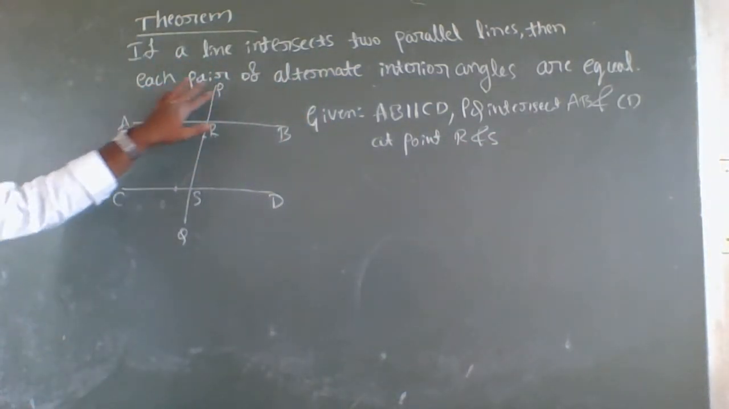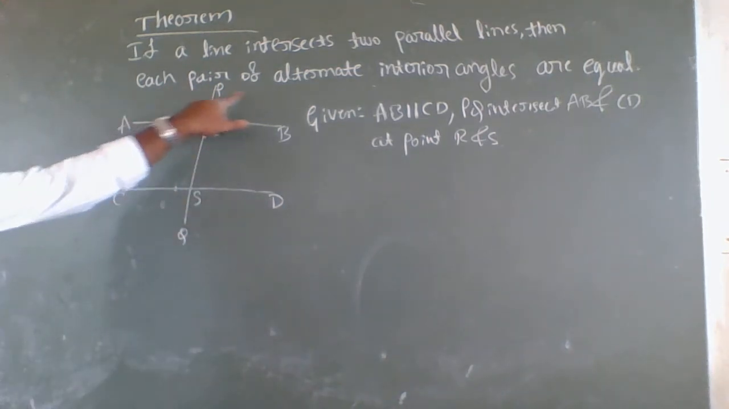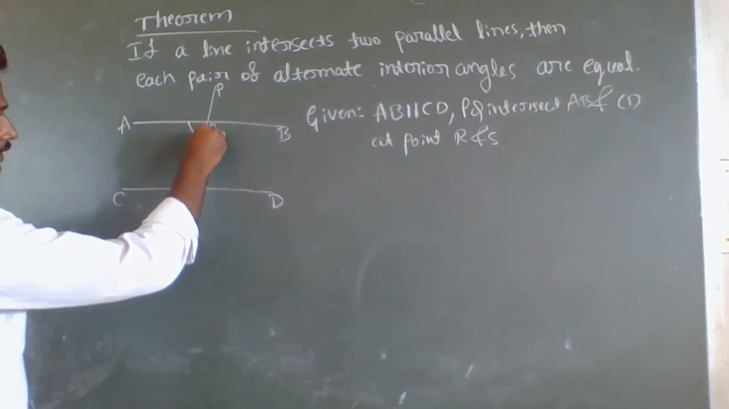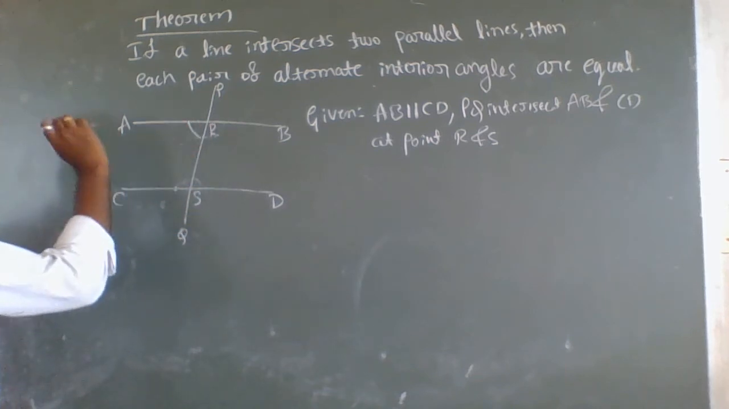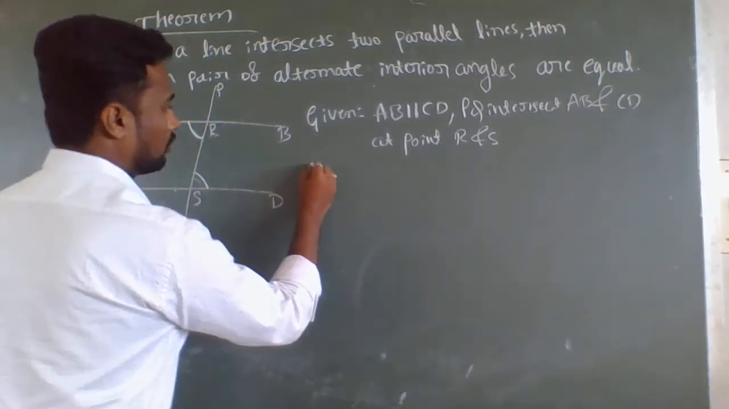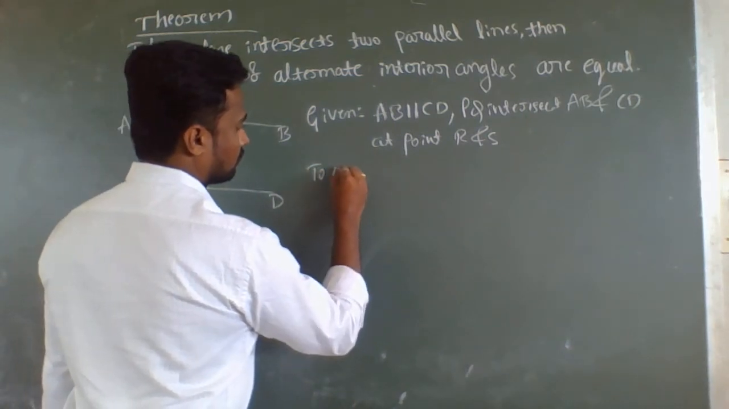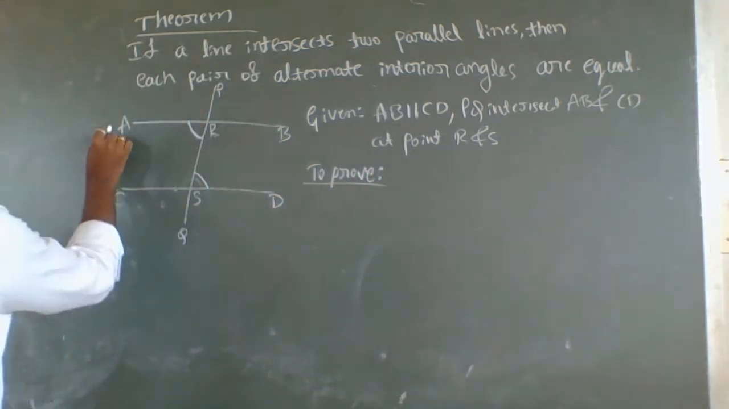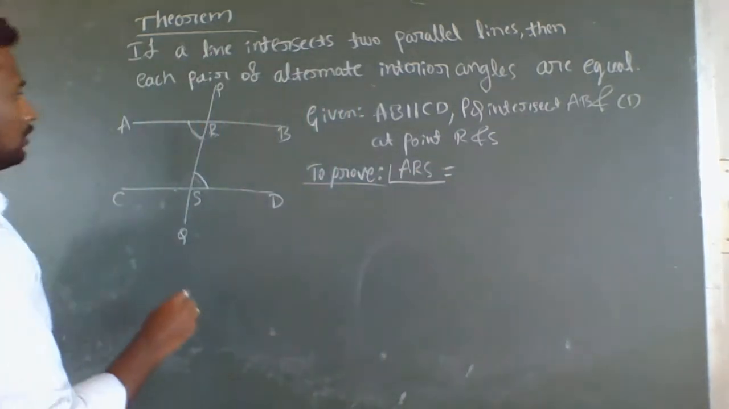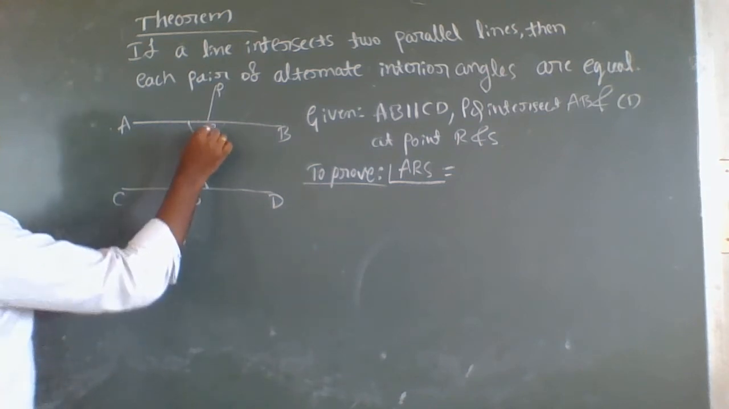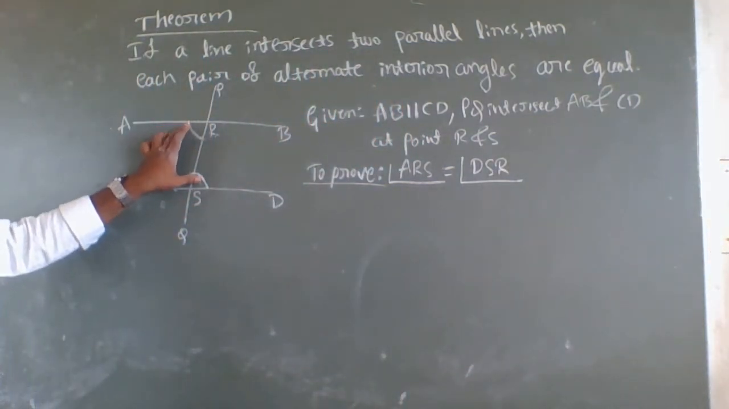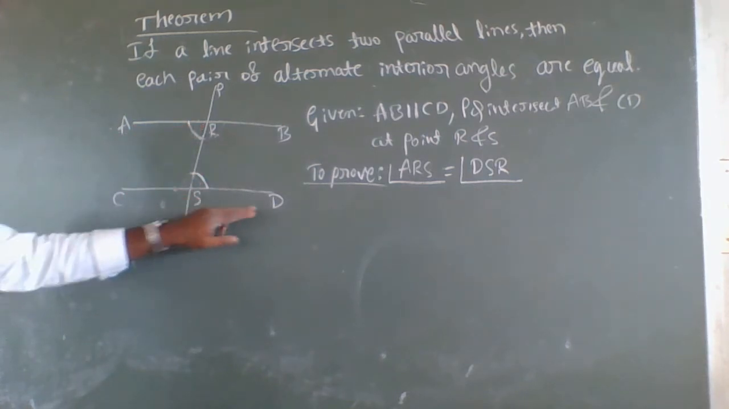and then each pair of alternate interior angles are equal. We have to prove each pair of alternate interior angles. These are interior angles, and alternate interior means opposite to each other. So this angle equals this angle means what we have to prove here? Angle ARS equals this angle DSR. Alternate interior means these two are interior angles and alternate to each other, opposite to each other. Angle ARS is equal to angle DSR.